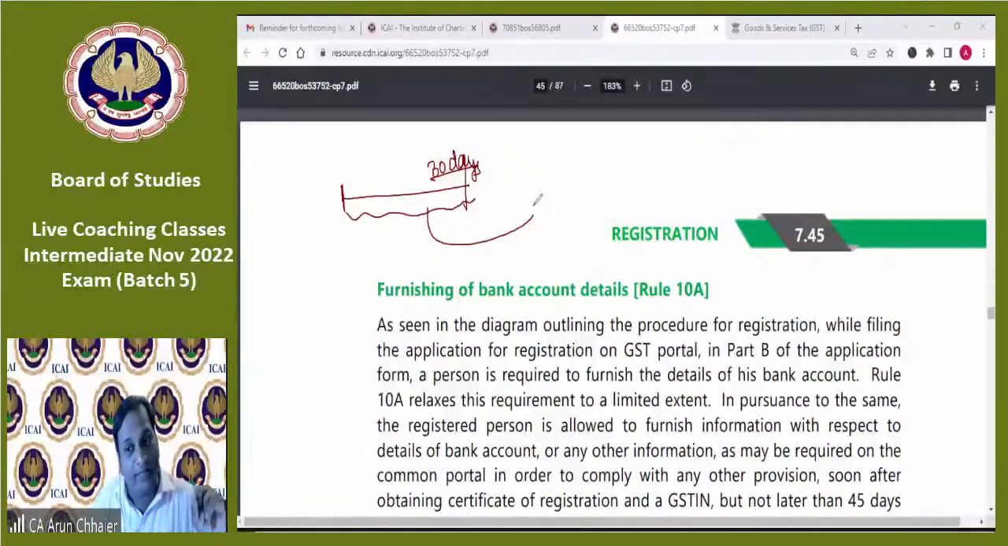ITC concept we have discussed in section 18 subsection 1. Only the remaining concept, that is revised invoice, we will discuss in the next chapter, section 31 subsection 1.